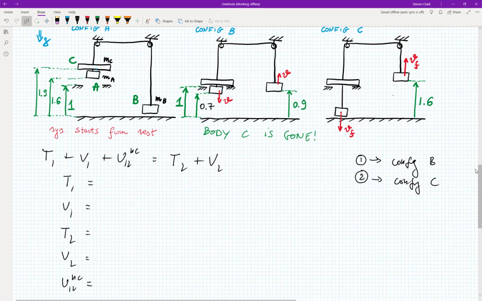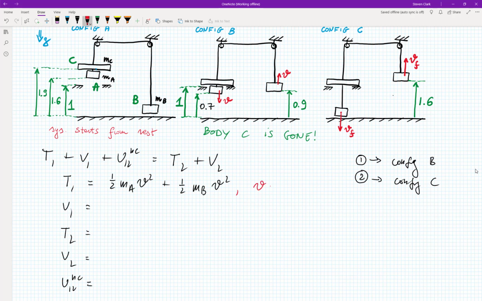And we have only 2 bodies in the system right now, body A and body B. So that means that our initial kinetic energy will be 1/2 m_A v squared plus 1/2 m_B v squared, where v is the value we found at the end of part 1. So our v is approximately 1.7155 meters per second. At the end, we will have 1/2 m_A v_final squared plus 1/2 m_B v_final squared.